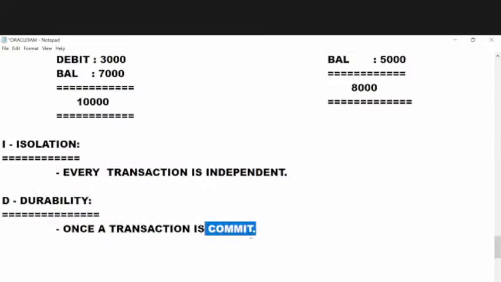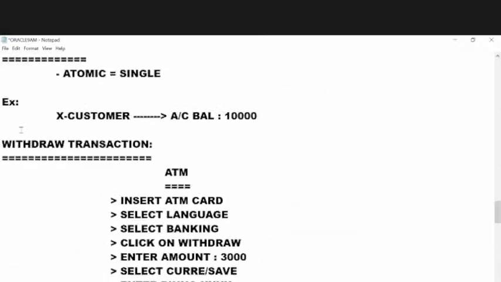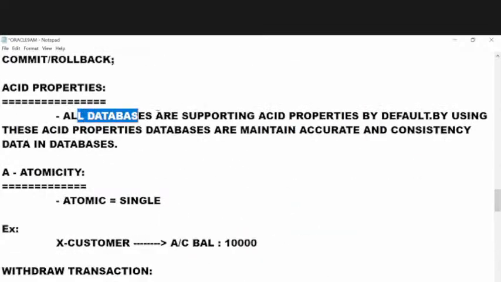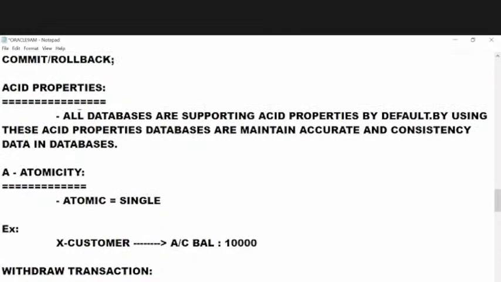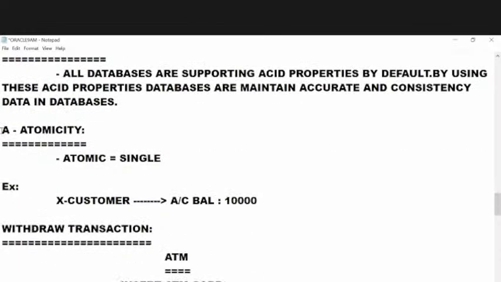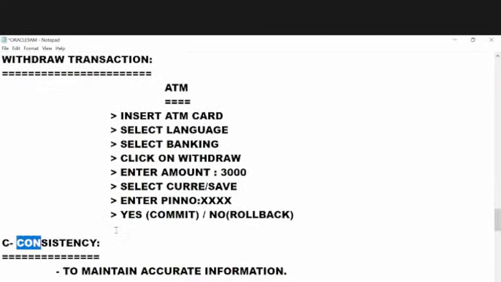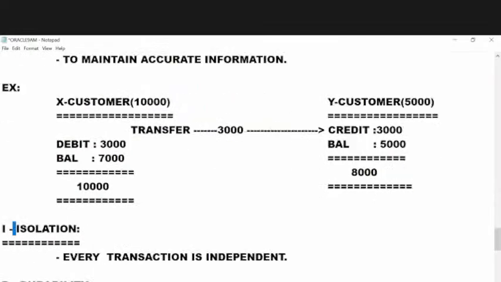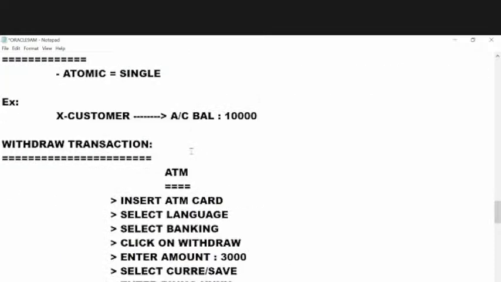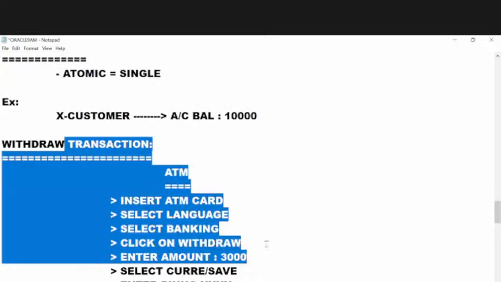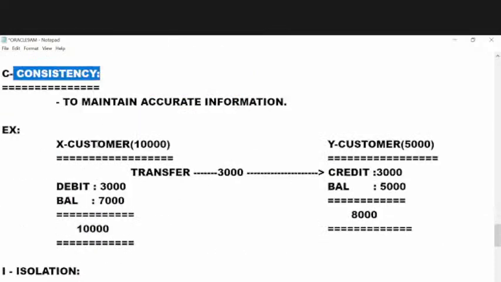So these are the 4 properties, guys, maintained by all databases internally by default, and they are called inbuilt. And this is completely theory. If anybody asks in your interview panel, what are ACID properties, each and every property should be explained like this. If he asks what is atomicity, can you give one example? This is the best example of atomicity. For consistency, this is one of the best examples.